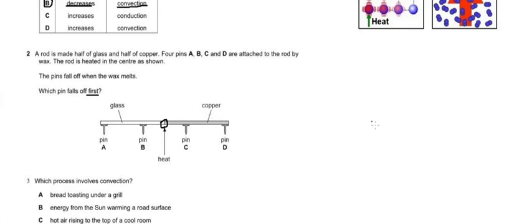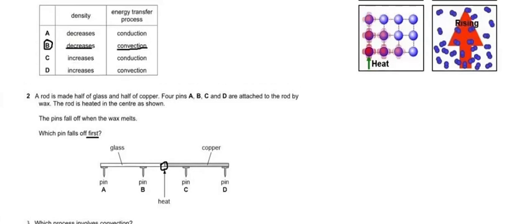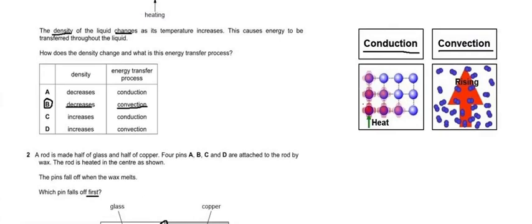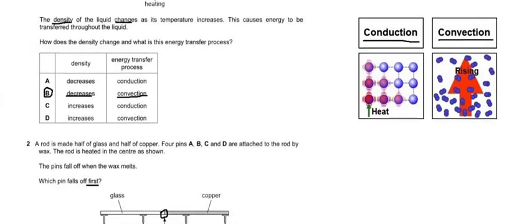So which kind of process must be happening over here? We had seen the conduction here and the convection. So it is a solid. So it must be the conduction process that is happening in the rod. And once we heat the rod at the middle, what will happen? The heat will transfer to this rod in both the rods, glass and copper, through the process of the conduction.